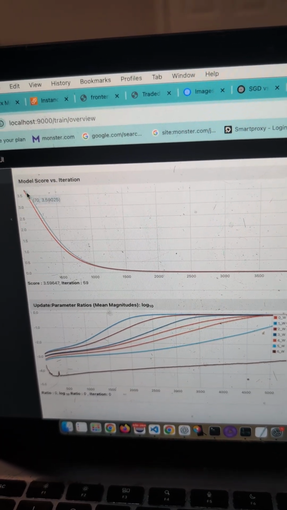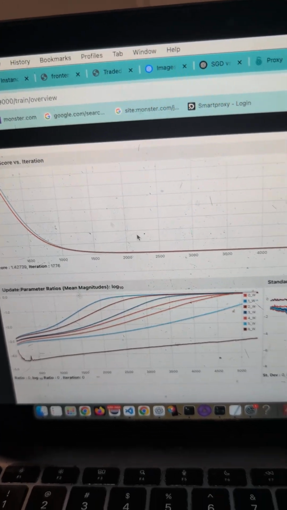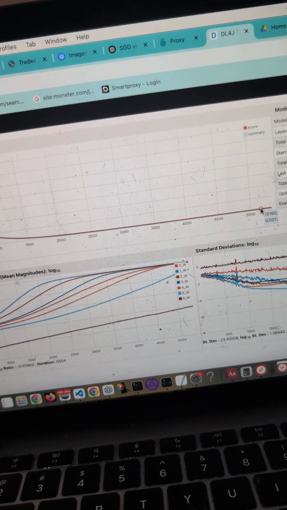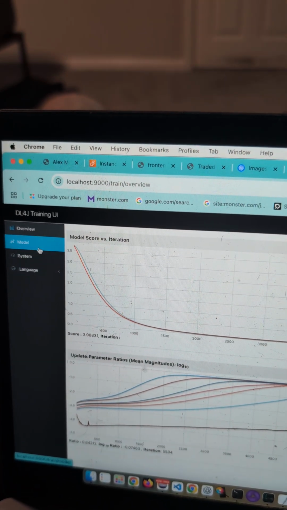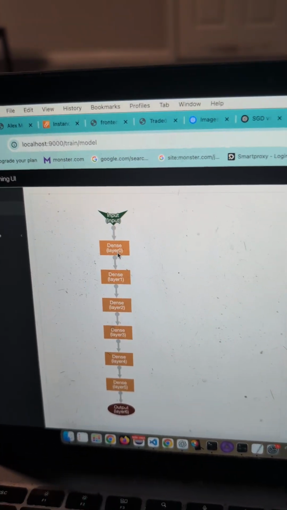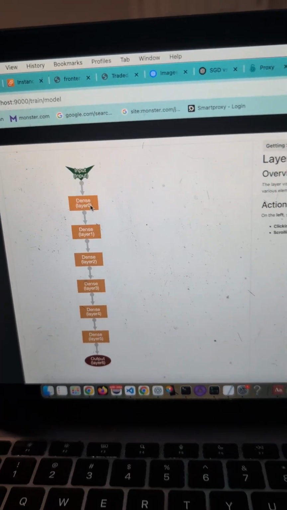And some of these models have converged quite nicely. This one had a score of 3.63 when it started, and it's now at 0.00012. The system randomly generates over 1,000 different neural networks and trains 5 at a time.